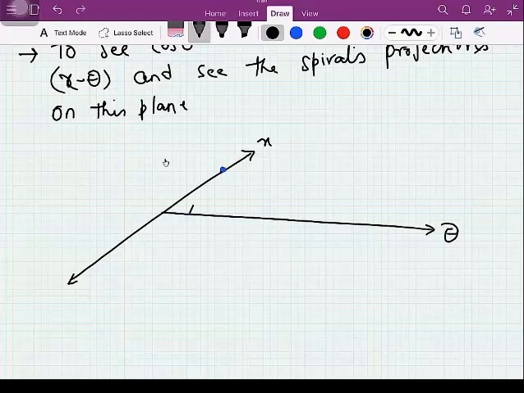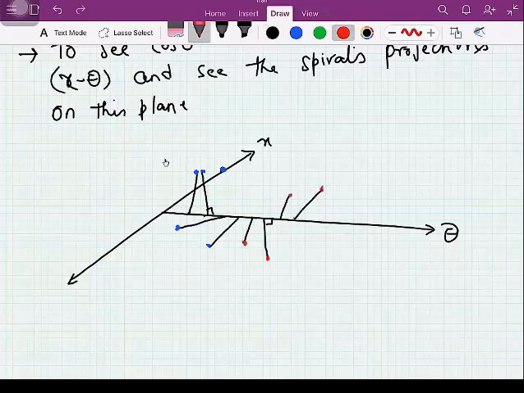I'm doing the same process that I did earlier to plot the spiral. Here I'm trying to indicate the sticks that are above the x-theta plane with a blue tip and the sticks that are below the x-theta plane with a red tip. And what we need to do is project these sticks onto the x-theta plane. If you do that, we will end up with something like this. And if you join all those projections, what you see is the classical cos θ waveform.